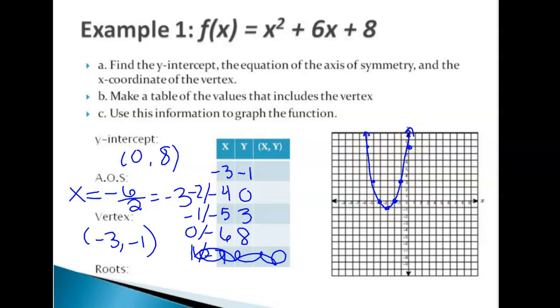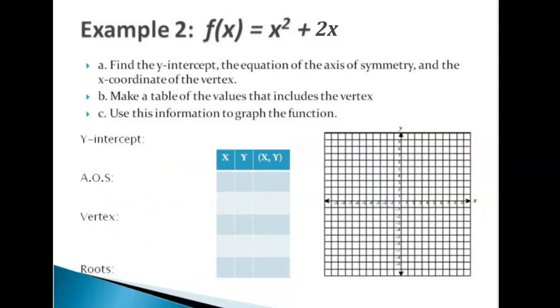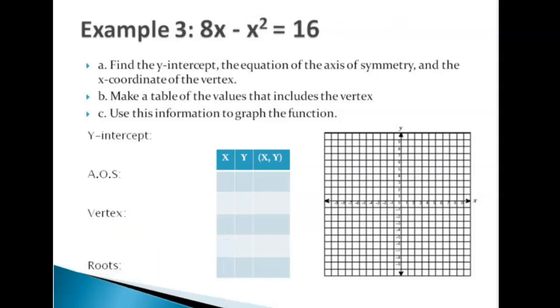So again, the only thing new is what are my roots? And my roots are at x equals negative 2 and negative 4, because that's where it crosses the x-axis. Alright, I'm going to skip this one just because I want to show you the next one. I'm running low on time.